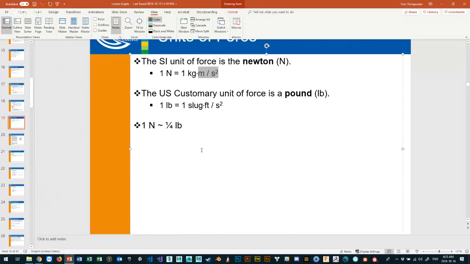That's interesting. I always love that one, right? It's a US thing. 1 pound is 1 slug foot per second squared, right? 1 slug. You're a slug, man. There's a slug in the States already. Anyways, let's keep going.